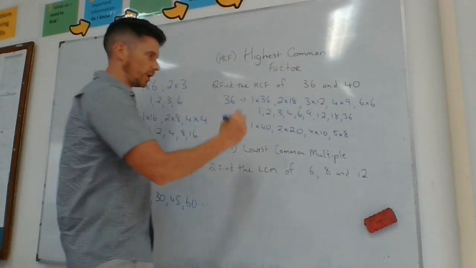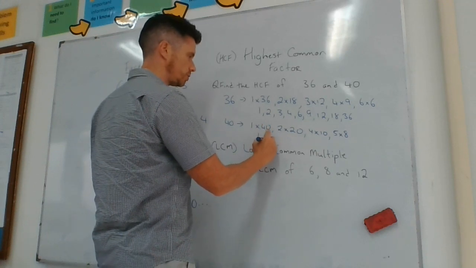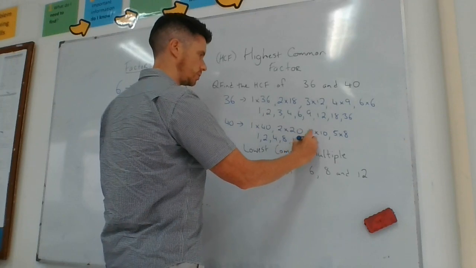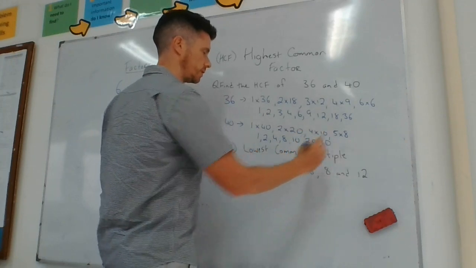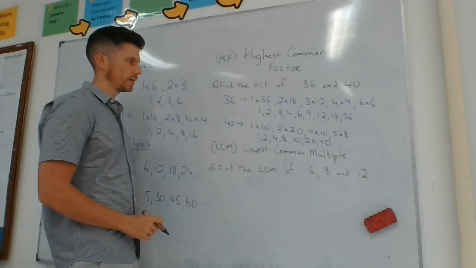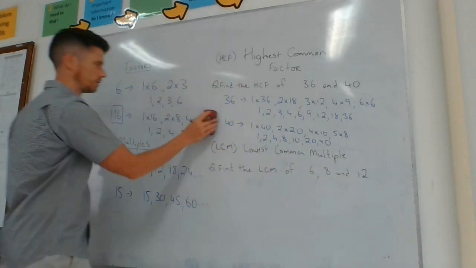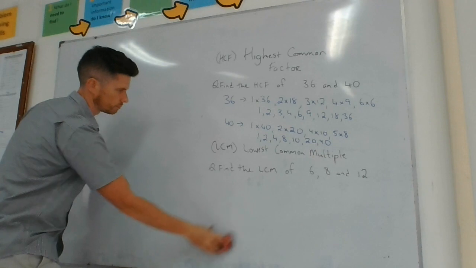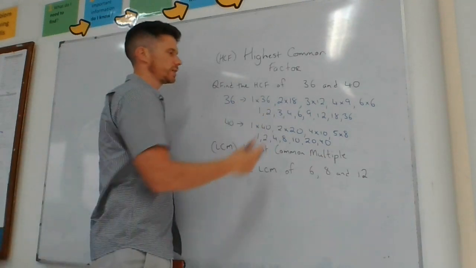Okay, let's list these in order. 1, 2, 4, 8, 10, 20, 40. Okay, so I have my lists. A bit crowded over here. Okay, so there's my 2 lists of numbers.